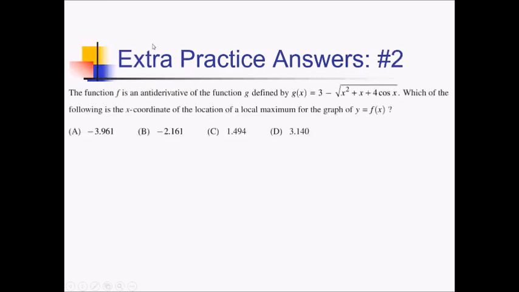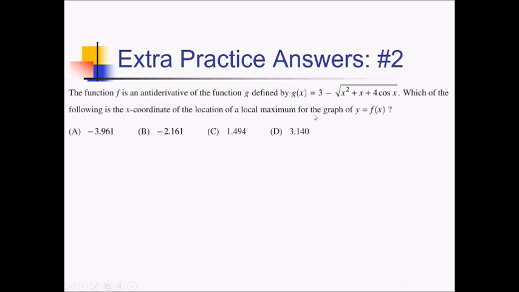On this problem, we're told that f is an antiderivative of g, and g is defined here. We want to know where the x value is, that's the location of the local max for f of x. Well, if I want to know the local max for f of x, I need to know where f prime, the derivative of f, changes positive to negative.